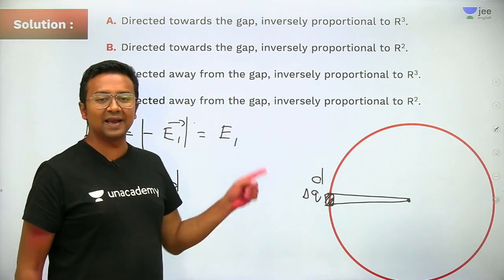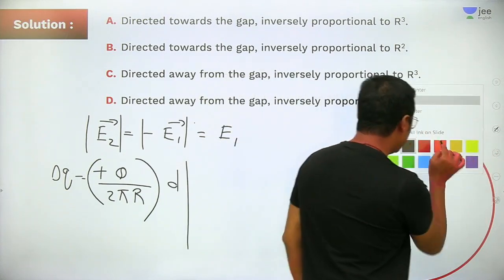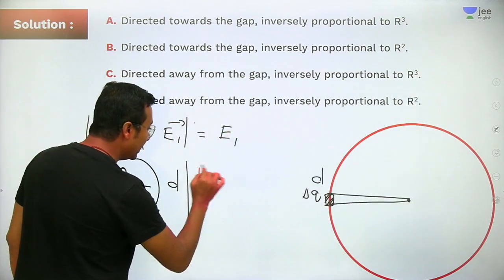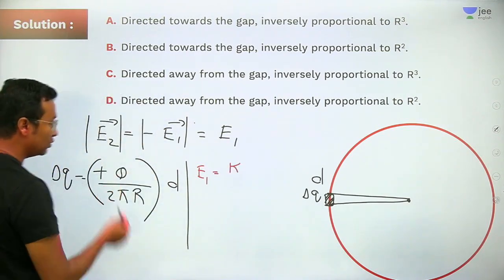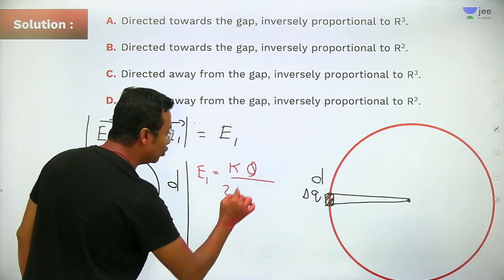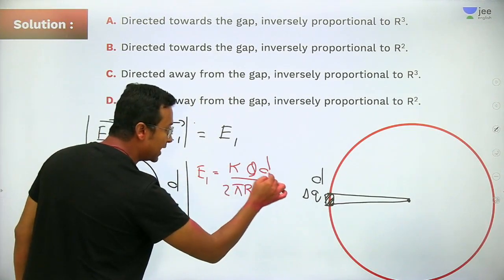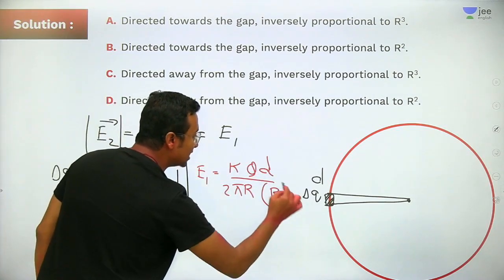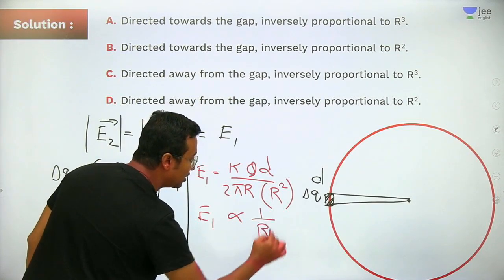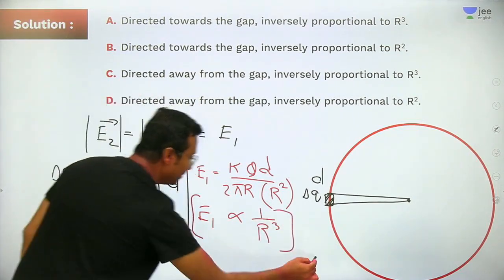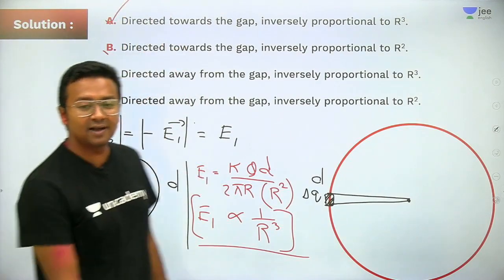So what will be the electric field E1? Electric field E1 will be equal to K delta Q divided by r square. Delta Q is Q divided by 2 pi r into d. So electric field E1 you can see is inversely proportional to r cube. I hope everybody understands why option A will be the correct answer.